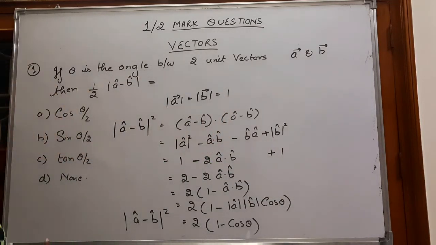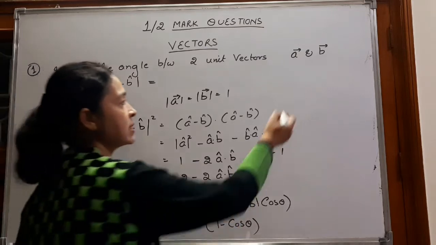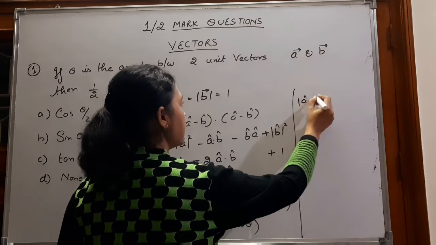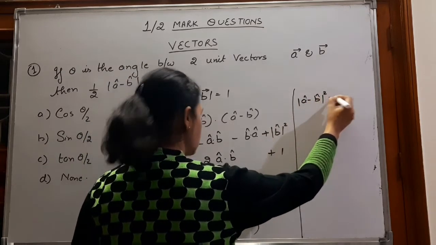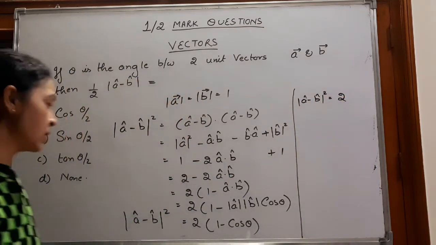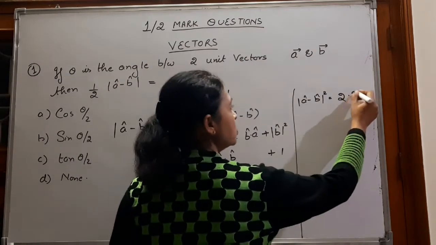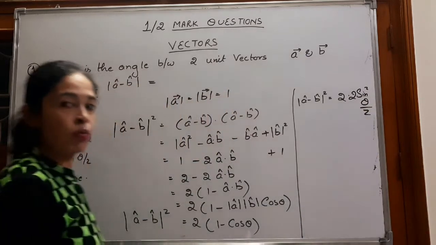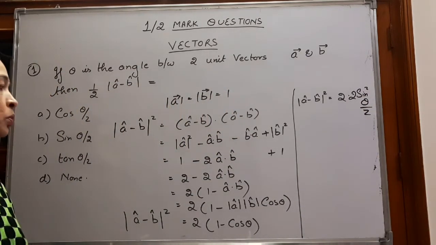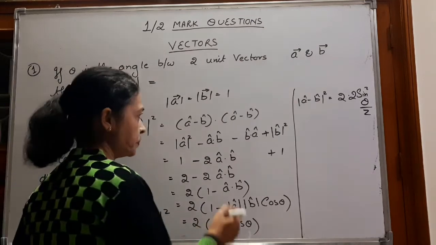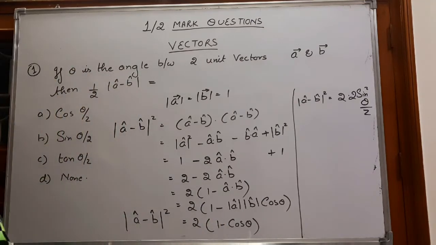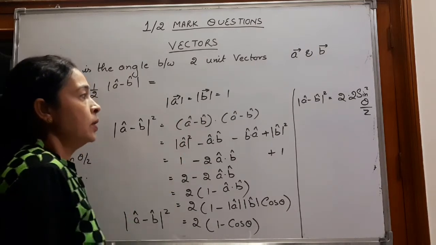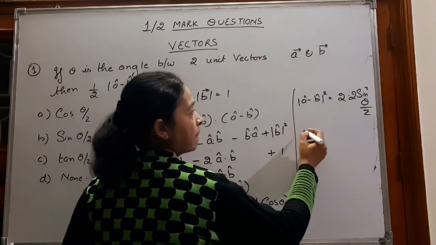Now students, what is 1 minus cos theta? Unit vector A minus unit vector B whole square equals 2 into, what is 1 minus cos theta? 2 sin square theta by 2. We have derived this formula from the formula of cos 2 theta. Clear? Cos 2 theta is 1 minus 2 sin square theta, and 1 minus cos theta is 2 sin square theta by 2.